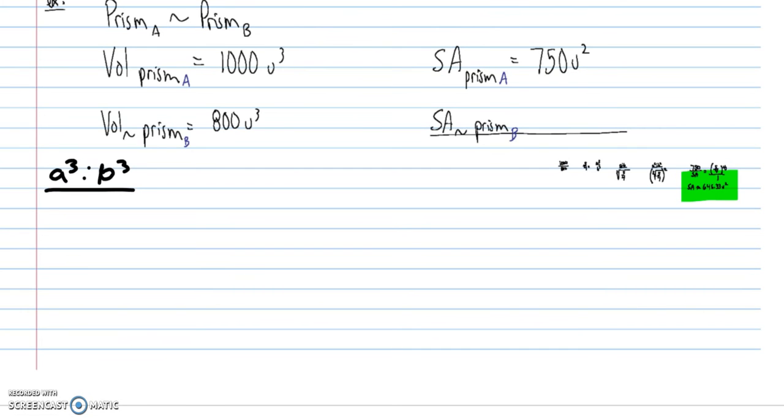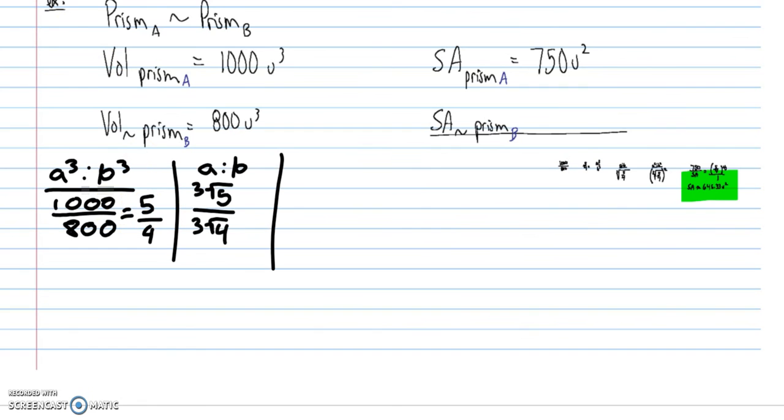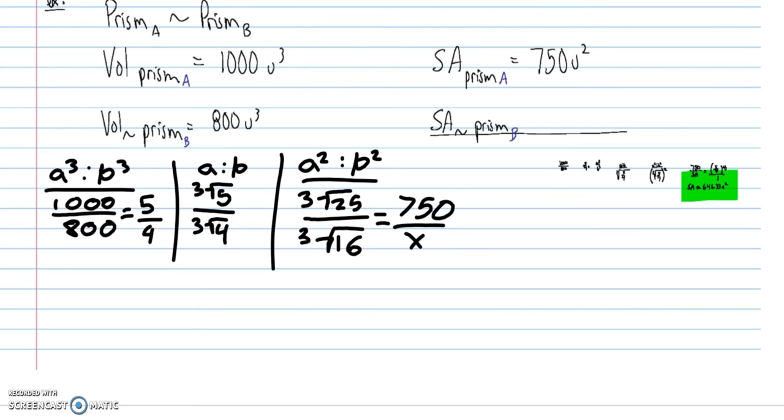To begin with, the volume is in the ratio of A cubed to B cubed. So I'll go ahead and write down my two different volumes, 1000 over 800, and that simplifies to 5/4. Then we're going to take the cube root of those two numbers to get to the linear ratio, the cube root of 5 over the cube root of 4. We went from the volume to the linear, and the linear is the key one because it connects us to the surface area ratio.